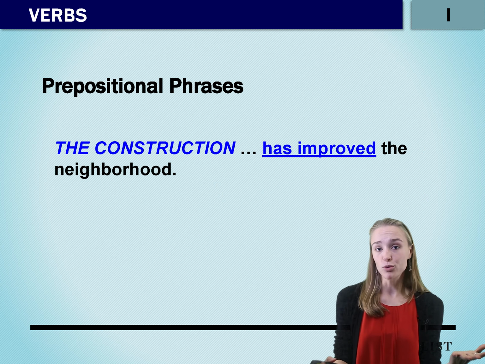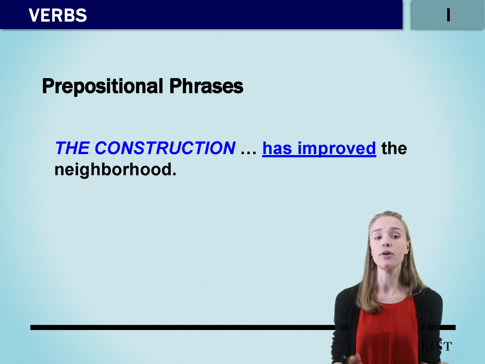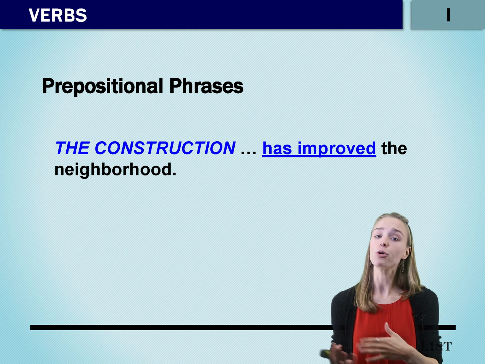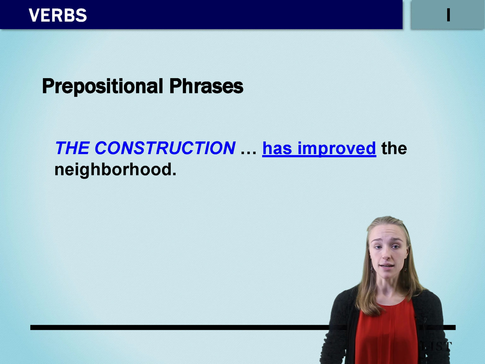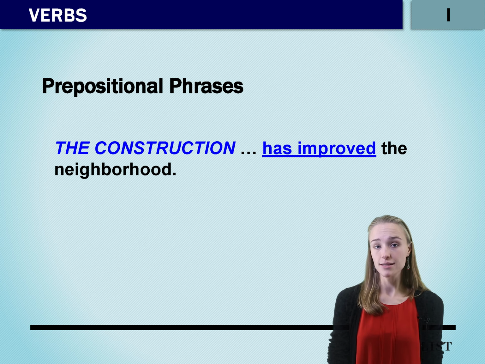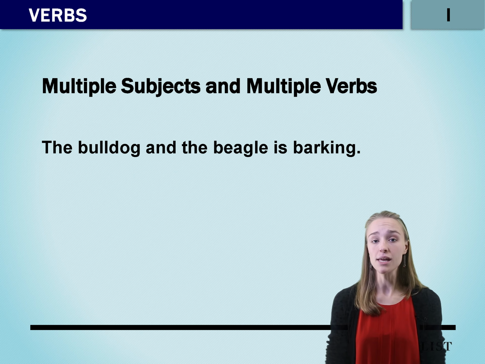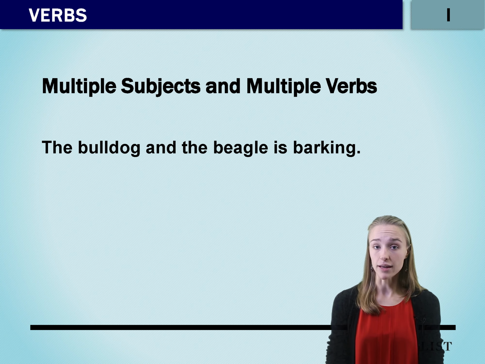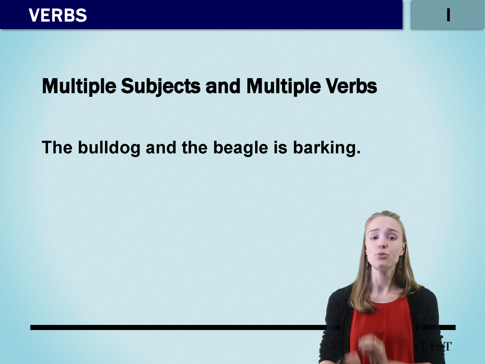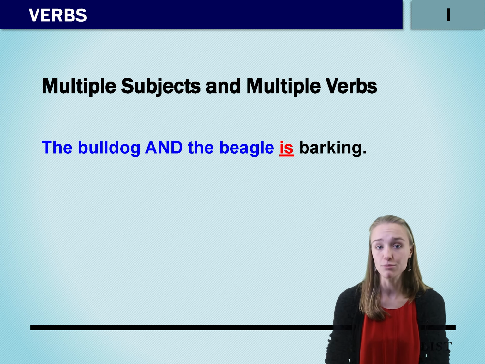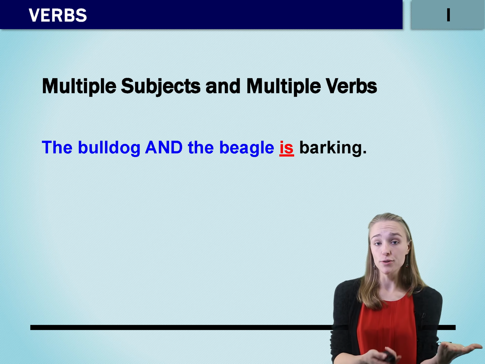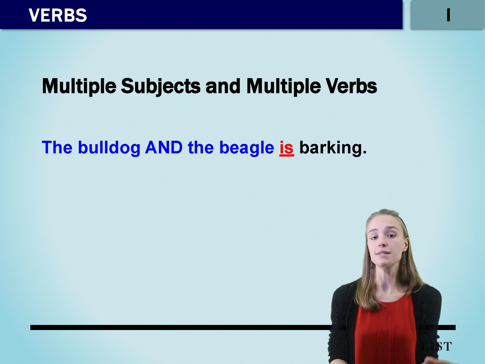Now, what we're going to move on to next are scenarios where you have more than one subject or more than one verb. In some cases, you will have two subjects that are doing the same action. So the bulldog and the beagle is barking. Now, when you have more than one subject, even if they're listed separately, if they're doing the same action, that verb has to match with both of your subjects. So if we have two subjects, it becomes a plural subject.